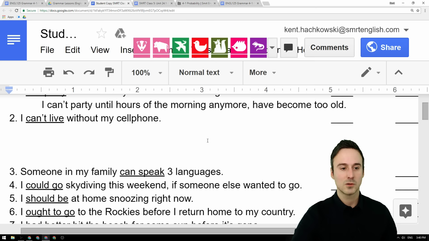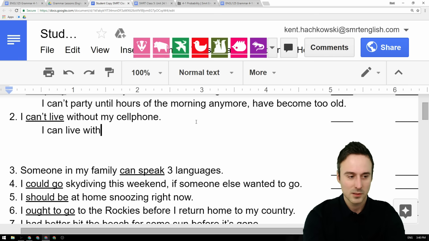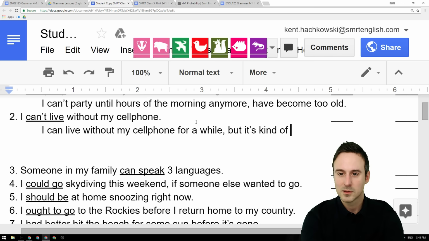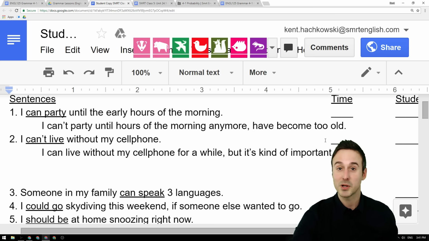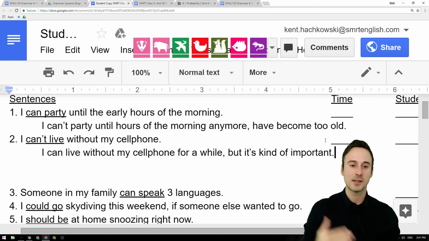Do you agree with that idea? I can't live without my cell phone. So I can live without my cell phone for a while. But it's kind of important. Okay, and I got some people saying present, and I agree, present simple again, right? Because we have this idea, I can't live without my cell phone every day. So you can kind of imagine in that sentence that you're saying every day, I can't live without my cell phone every day or all the time, which is a present simple idea.